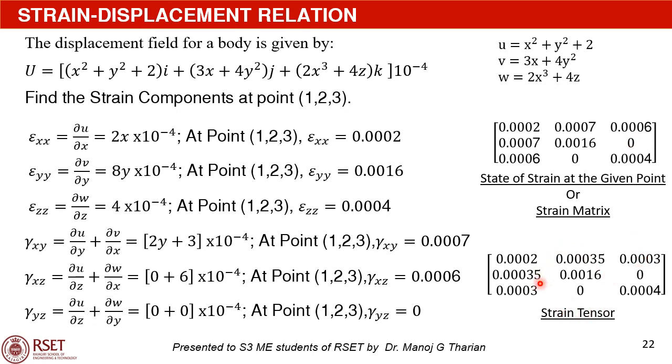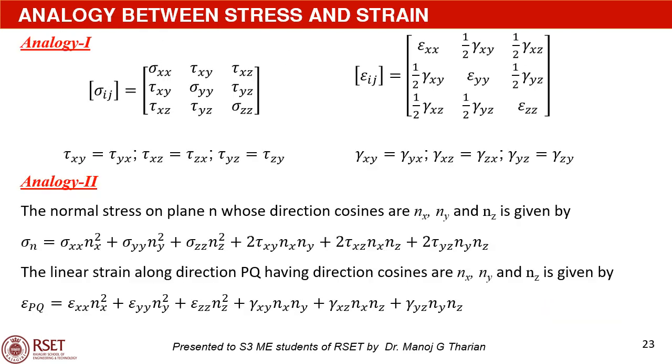So thus this matrix gives the strain tensor at the given point. For the analogy between the stress and strain tensor, analogy 1: sigma ij represents the stress tensor at a point P. Analogous to this, we have the strain tensor represented by epsilon ij. Here the diagonal elements epsilon xx, epsilon yy and epsilon zz represent the linear strain at point P, and the off-diagonal elements represent the shear strain components at point P.